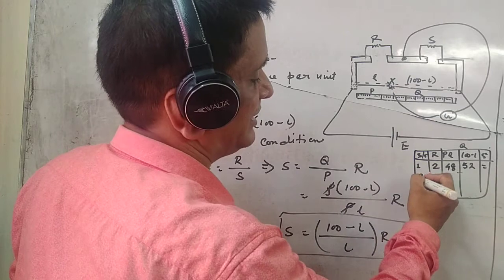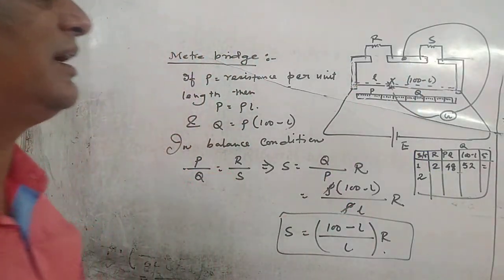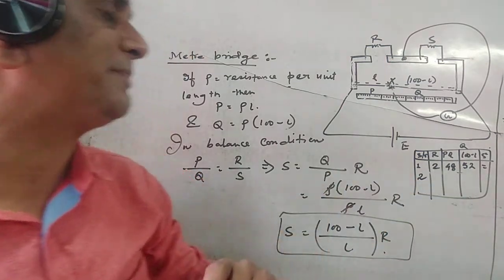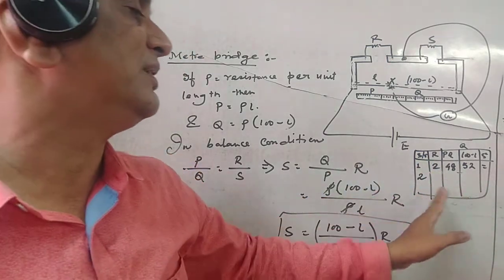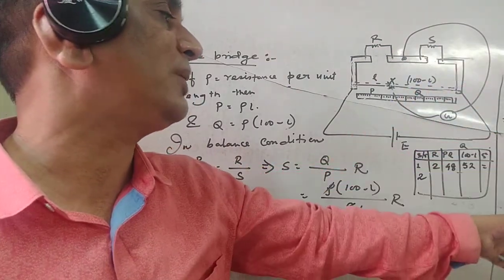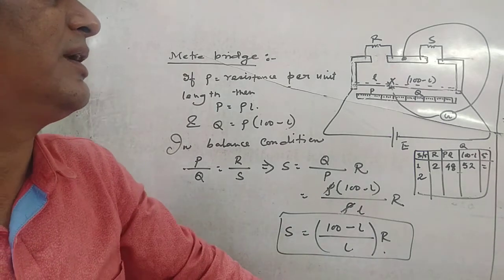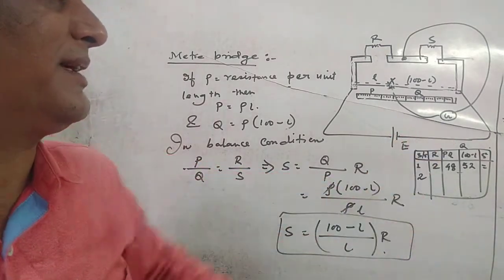Unknown resistance. Similarly, by taking another resistance, after taking 2, we will take another resistance. Suppose 4 we have taken. Again, we will find out the different values and we can get the value. In this way, we will take 5 resistances and we will get that value. And the mean of this one will give the value of what? Approximate value of S. Is it there? So this is how we will do the practical.